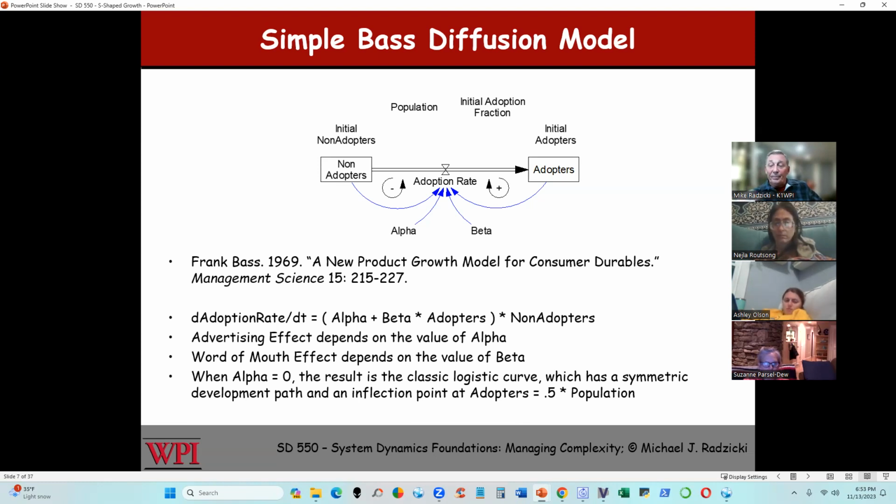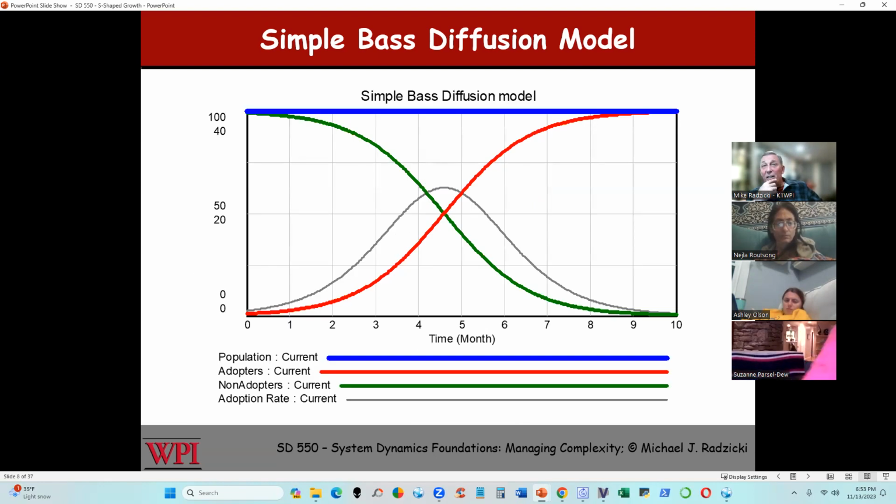Okay. And if you run the thing, and it doesn't have to be symmetric like this, but in the nice, clean, symmetric case, the adopters and the non-adopters are crossing at the inflection point. The non-adopters start up here, the adopters grow to there, and then everybody's an adopter, everybody has one.